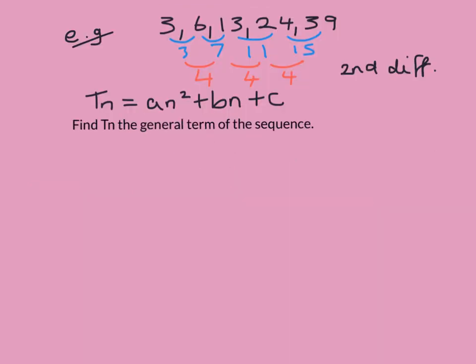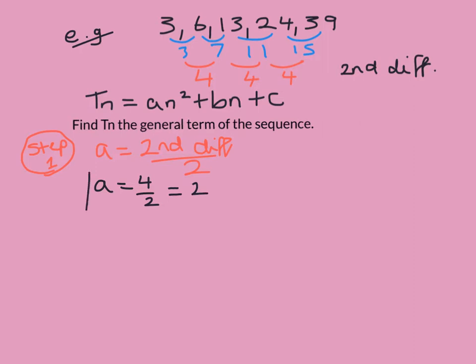So now let's look at a question where they may ask us to find Tn, the general term of the sequence, and we're going to use that quadratic sequence that we had from before. So step 1, the first thing we would do is find out what our a is going to be. And our a is equal to the second difference divided by 2. So we know in this one our second difference is 4. So a is equal to 4 divided by 2, which is equal to 2. So that's our first bit of information that we get.